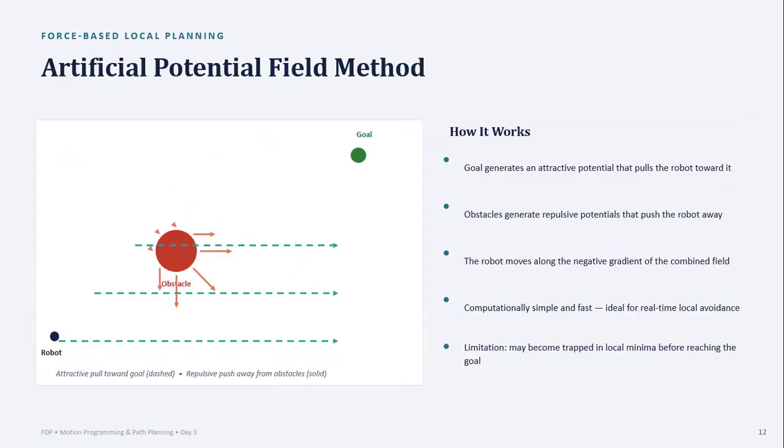Next method is the artificial potential field method. It is inspired by virtual forces. The goal creates an attractive force that pulls the robot towards it. Obstacles generate repulsive forces that push the robot away from the obstacle. The robot continuously follows the combined force field towards its destination. This method is computationally efficient and suitable for real-time navigation, although it may occasionally become trapped in local minima.